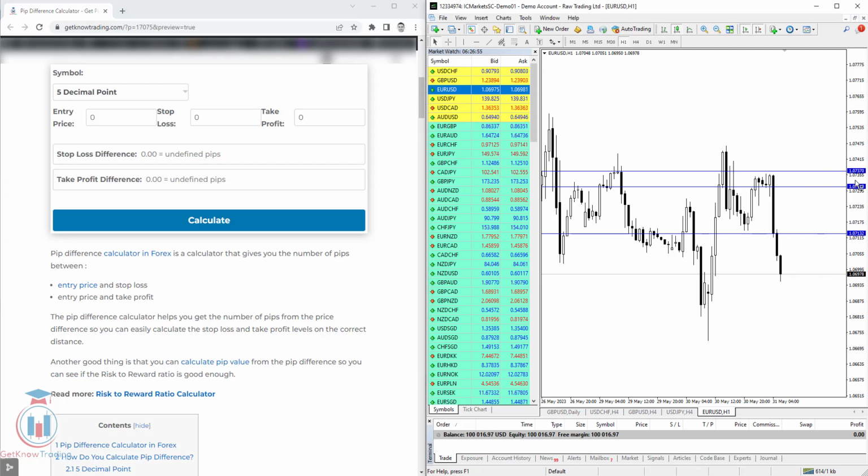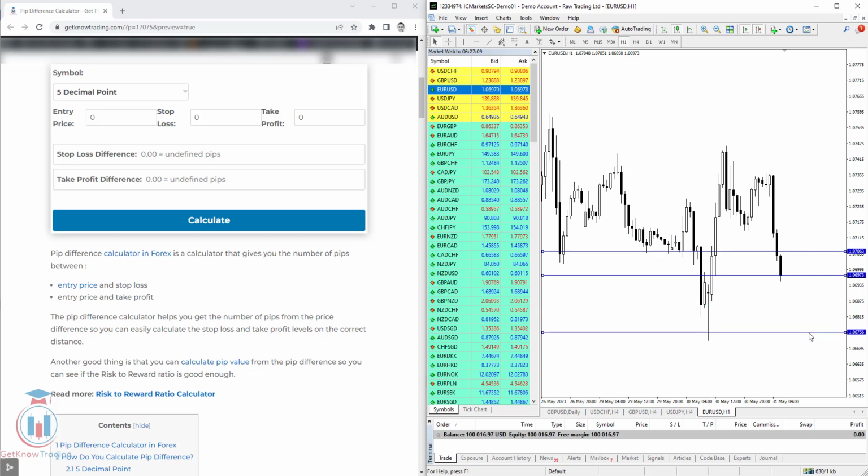Here is an example on the chart where I have the price here. Let's take it on the current market price, and let's take this one as a stop loss. And let's put take profit somewhere below. This means that the price will drop down, so the stop loss is above the entry price and take profit is below. When I enter these values, the entry price is 1.06973, stop loss is 1.07063, and the take profit is 1.06751.